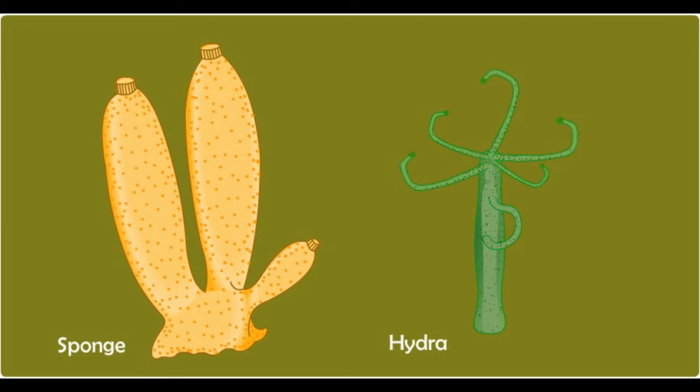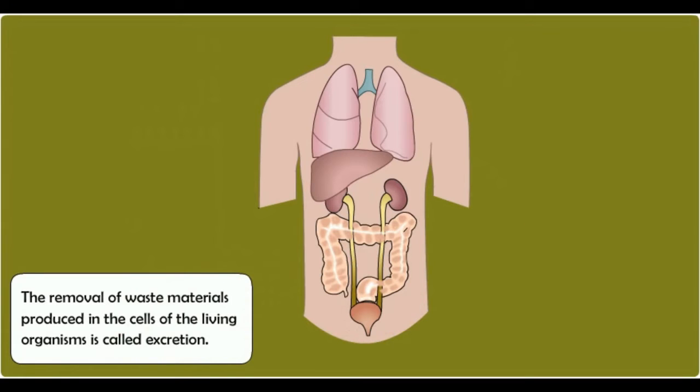Sponges and hydra. They are the simple animals which live in water. They get food and oxygen as water enters their bodies. The water also carries away carbon dioxide and other waste materials as it moves out of their bodies.